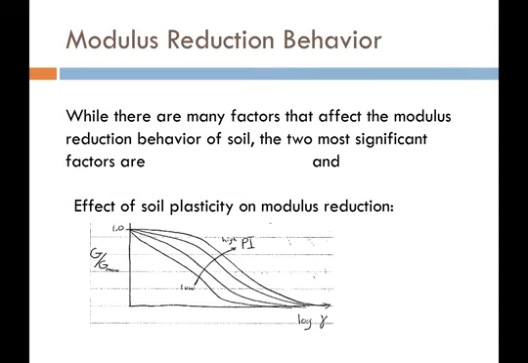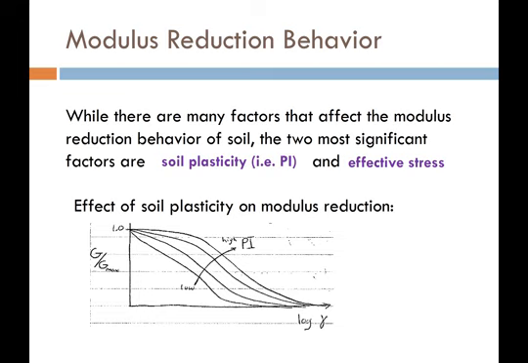Now let's talk a little bit about the general behavior of modulus reduction curves. There are a lot of different factors that affect the behavior and the general shape of these modulus reduction curves. The two most significant factors by far are the soil's plasticity, such as the plasticity index, and the soil's effective stress. So let's focus first on the plasticity of the soil and how it impacts modulus reduction.